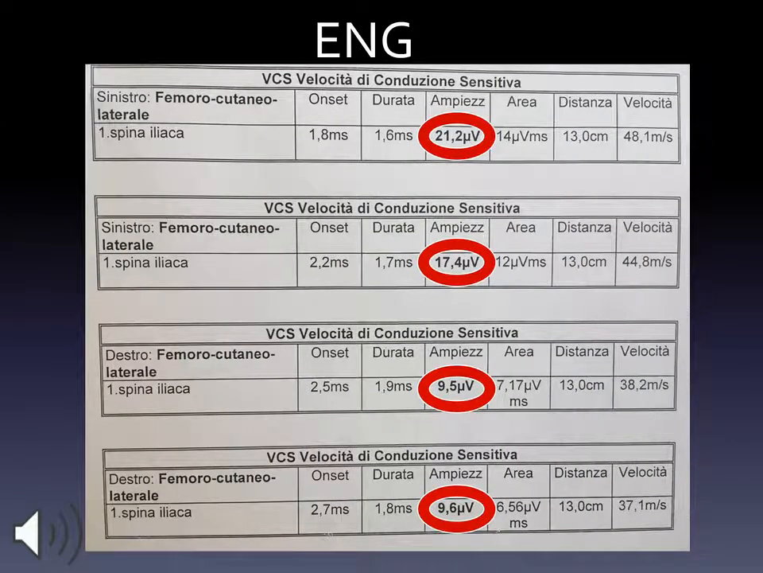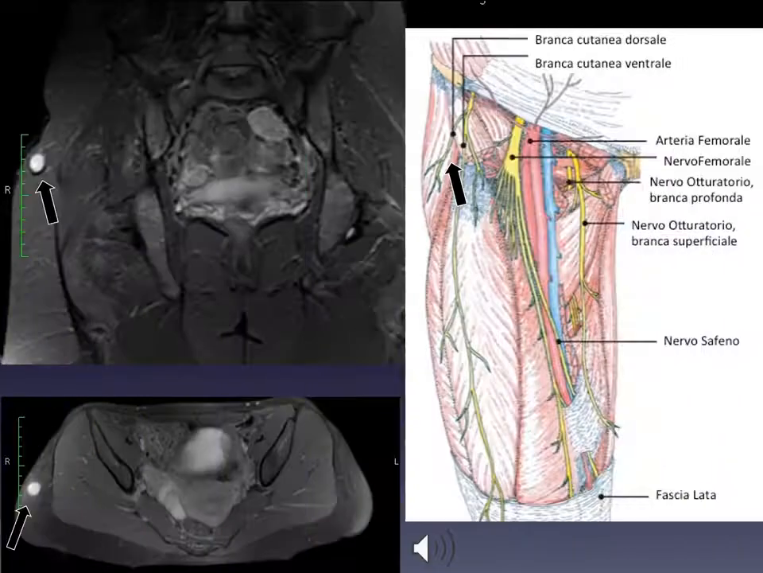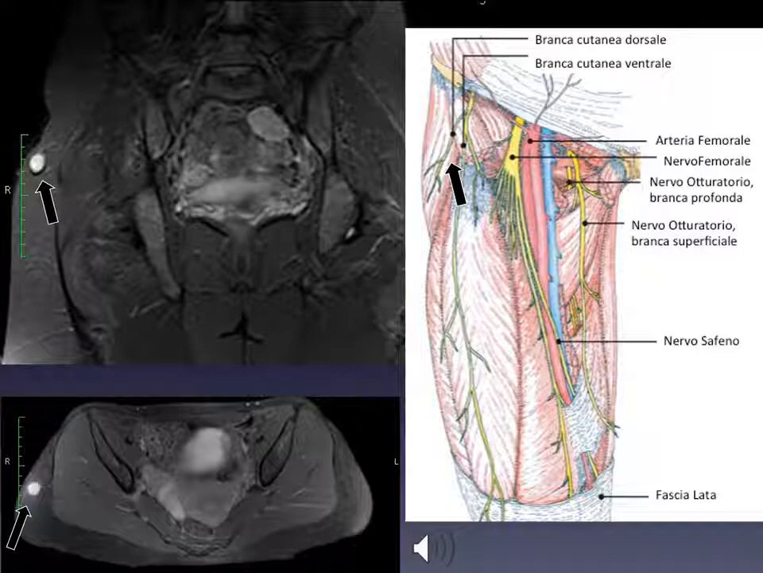The electroneurography showed the suffering of the lateral femoral cutaneous nerve. At the level of the anterior superior iliac spine, the MR highlights a hypointense subcutaneous tumor in T1 and hyperintense in STIR with fat suppression, which proves itself to be a feasible cutaneous dorsal branch schwannoma of the lateral femoral cutaneous nerve.